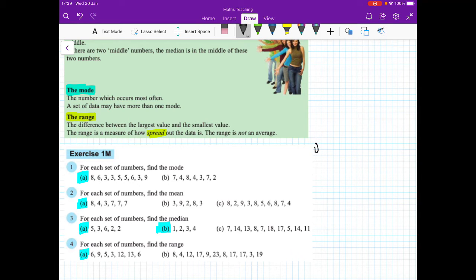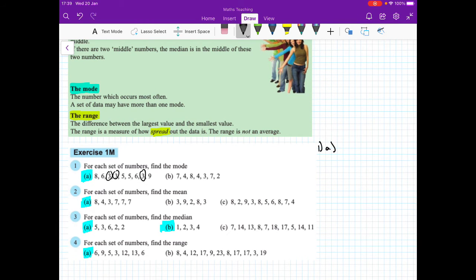So first of all, 1A, we're given 8, 6, 3, 3, 5, 5, 6, 3, and 9. Find the mode. Well, the mode is the number which occurs the most often. So if we look at it carefully, we see we've got 1, 2, 3 threes. We don't have anything else occurring that many times, so the mode is equal to 3.